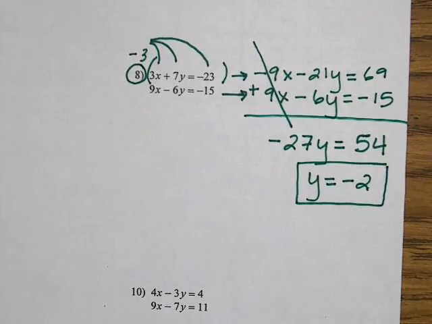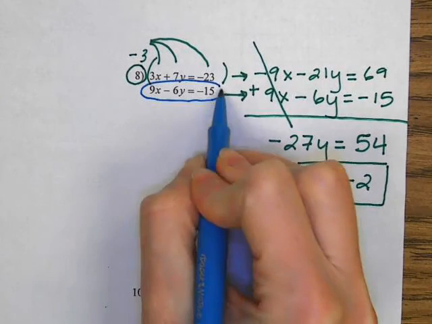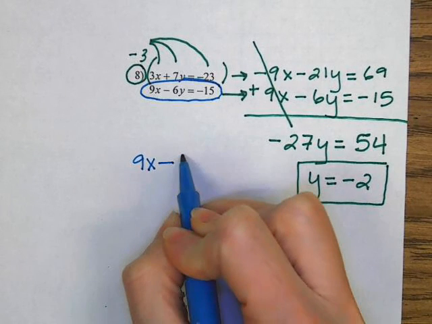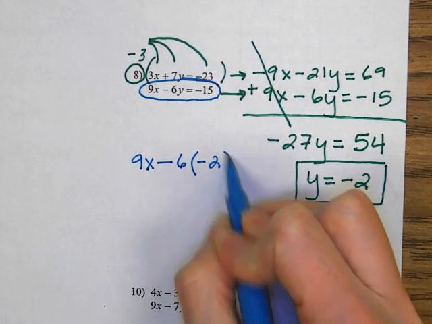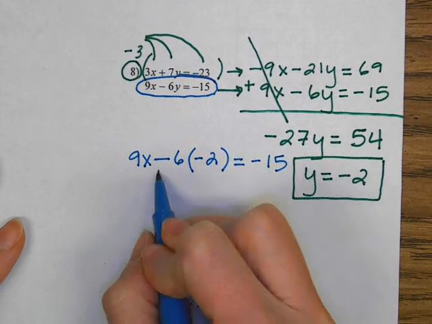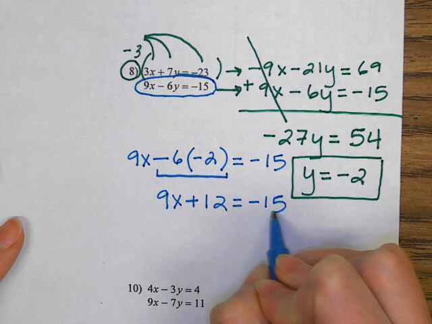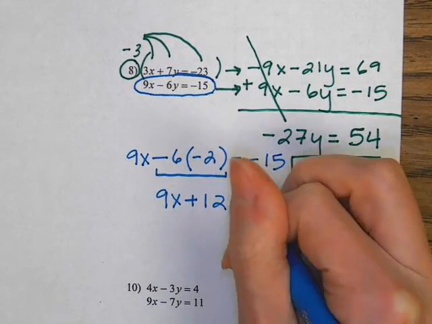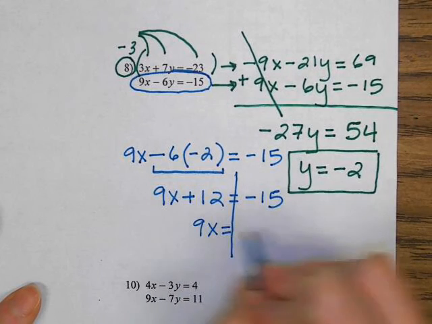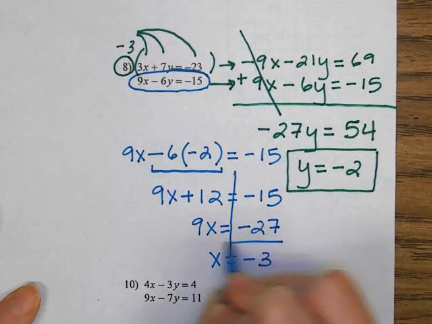All right, so how about this time I use the original second? It doesn't matter, right? So if I rewrite the original second, I get 9x minus 6 times -2 equals -15. And then if I clean it up, -6 times -2 is positive 12. And then we're ready to draw our wall and solve. So -12 minus 12, we get 9x equals -27. Divide by 9, x equals -3.